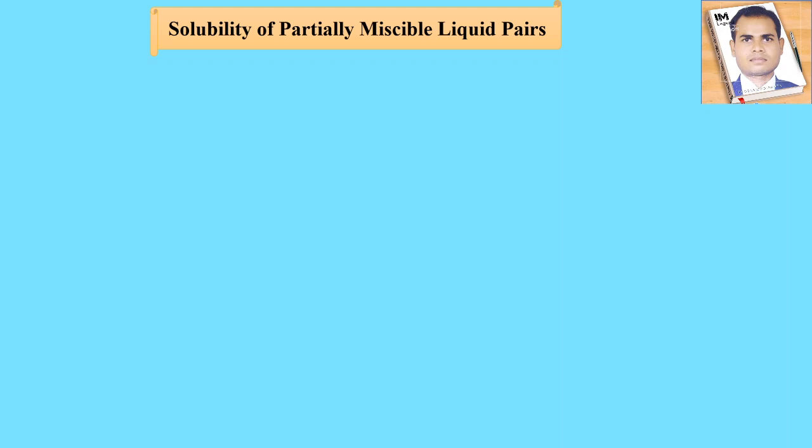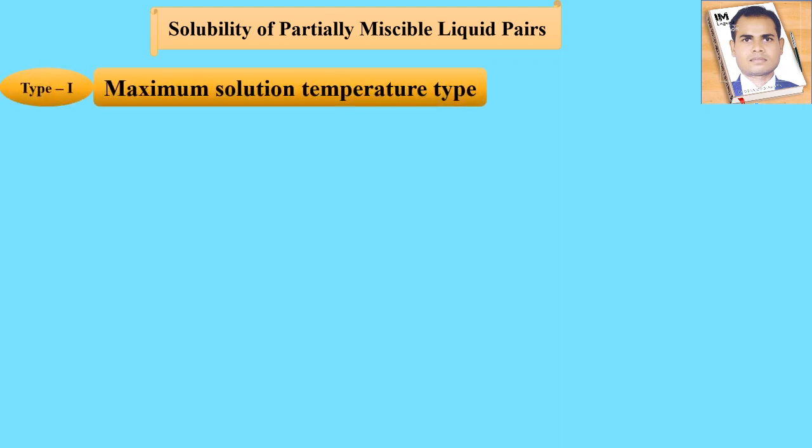In this video lecture we are going to see the solubility of partially miscible liquid pairs. In this case we have to see the solubility of mixtures of two liquid components. For partially miscible mixtures, we have to see three types of partially miscible liquid pairs and their solubilities.